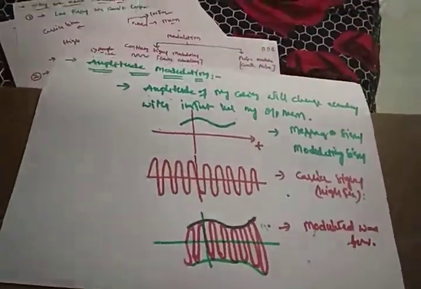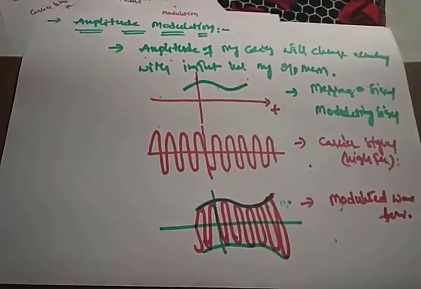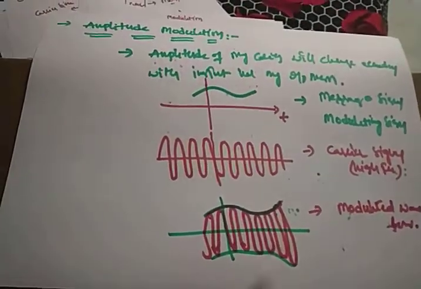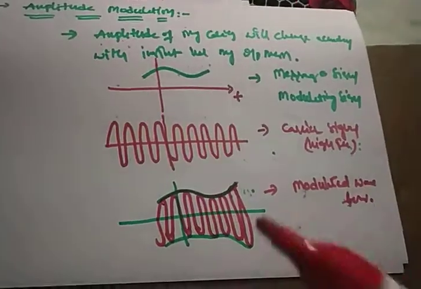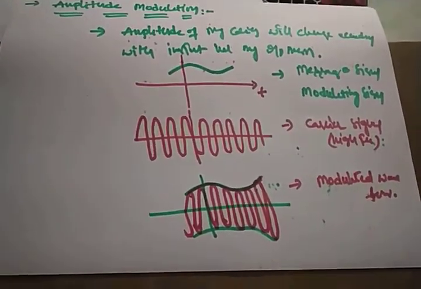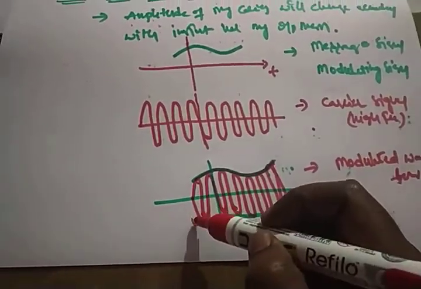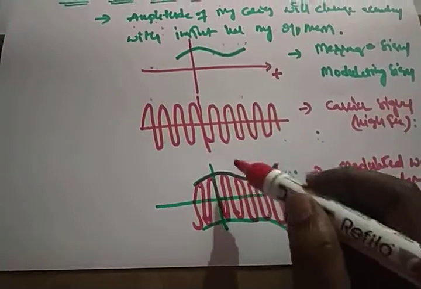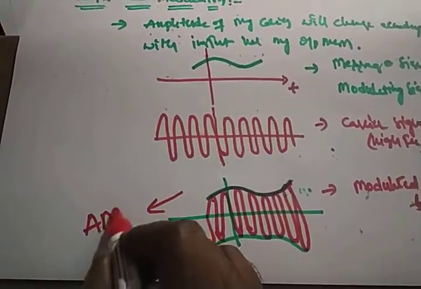So I hope you understand. My carrier will change according to the instantaneous values of my input signal. My input signal never changes because that signal you have to transfer for large distances, right? So when you combine, your carrier wave is going to be changed, right? My amplitude of the carrier wave will change in order to transfer over a large distance. So this type of modulation we can call an amplitude modulation.